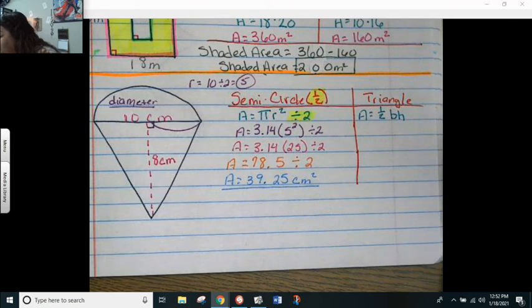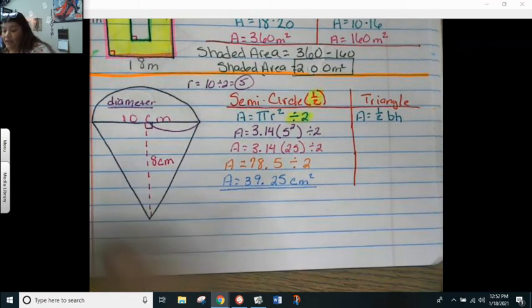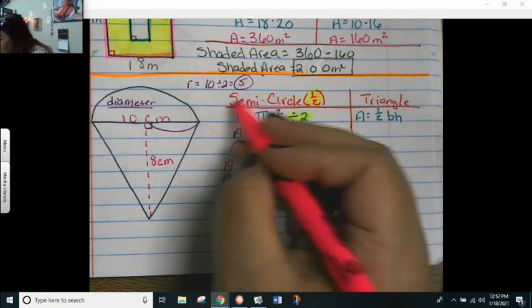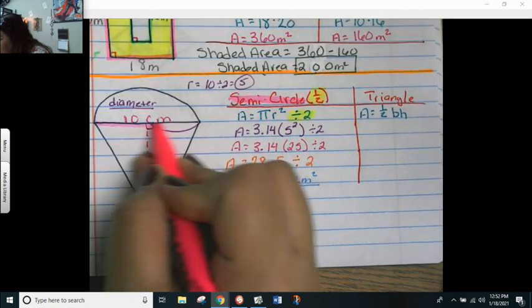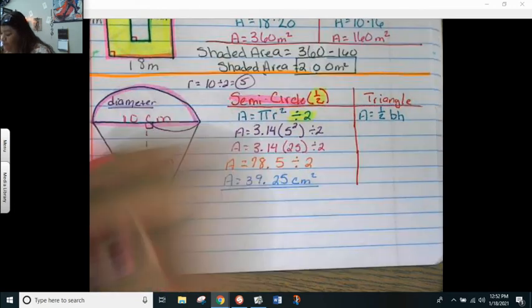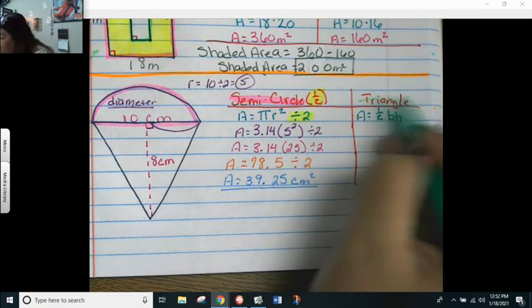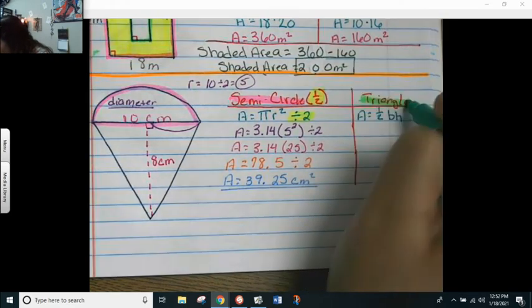Now let's go on to the triangle. I forgot to highlight for y'all. All right, so the semicircle is going to be in pink. There we go. And then my triangle, I'll put it in green.